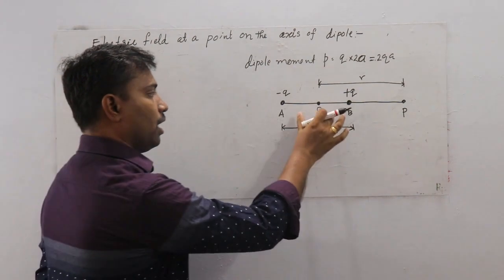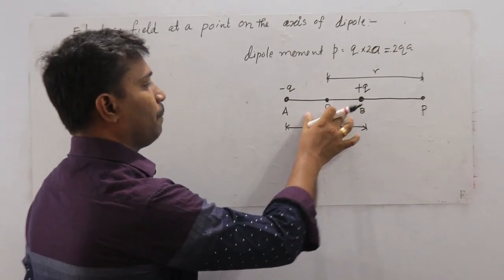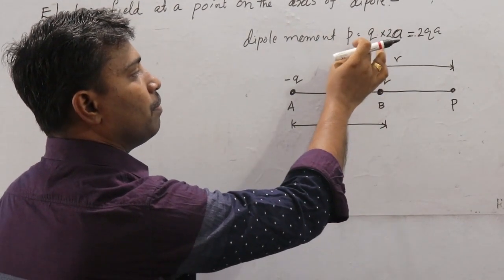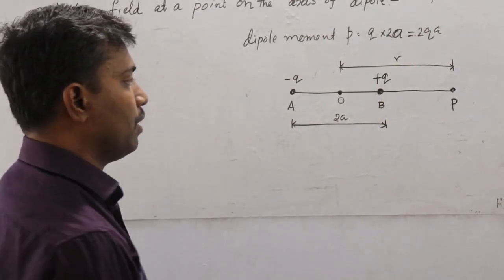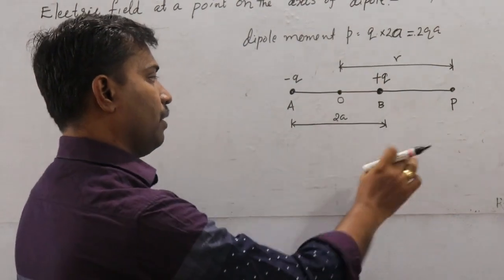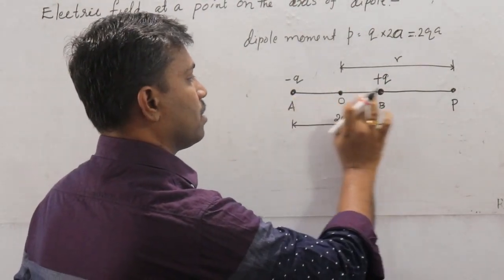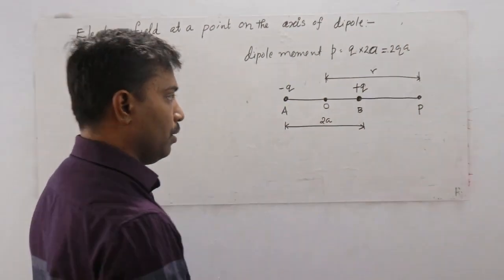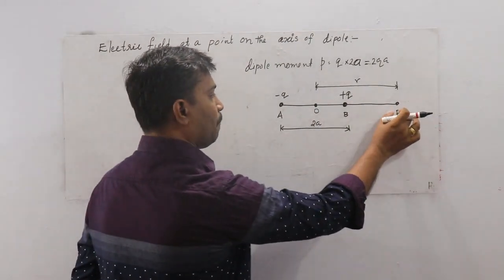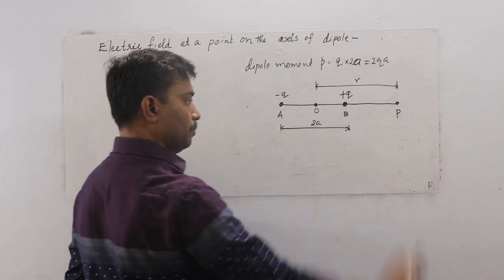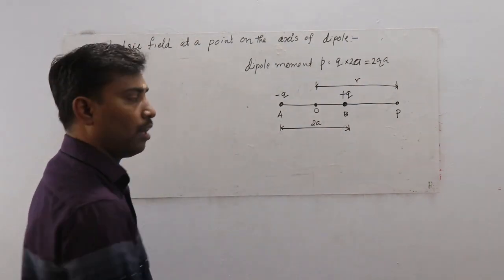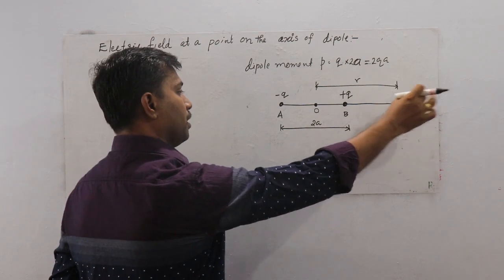So we consider a dipole having dipole moment P, that is equal to 2 into qa. So we have to find out the electric field at a point. We consider a point on the axis of the dipole. We consider point P at this distance r from the center of the dipole. So we have to find out the total electric field at this point.